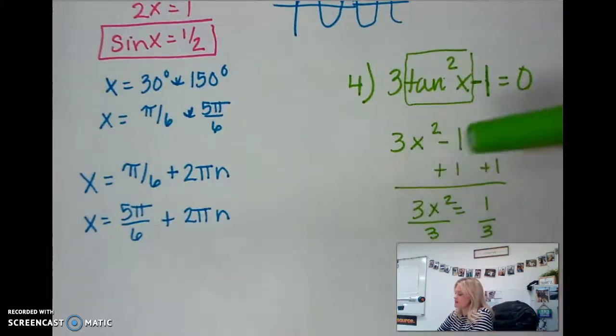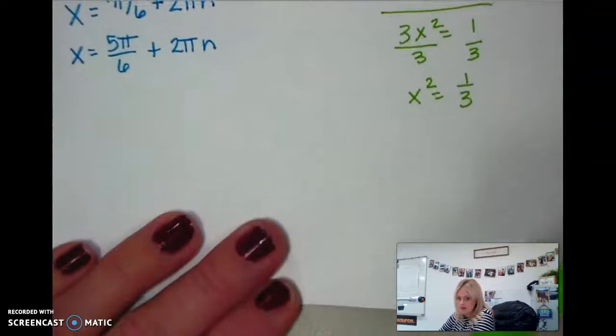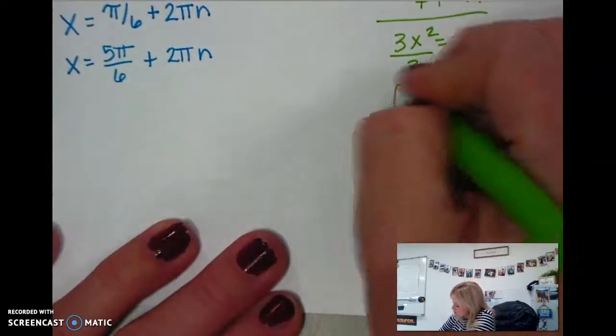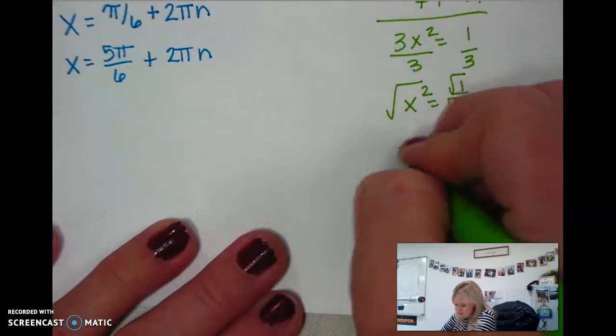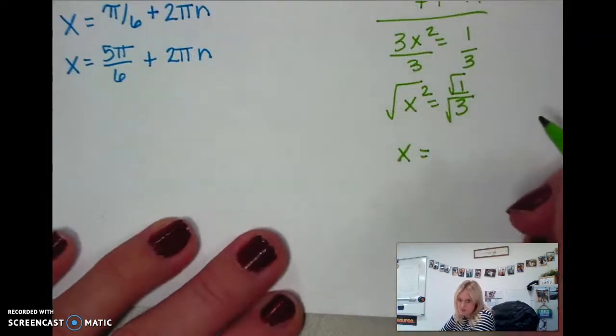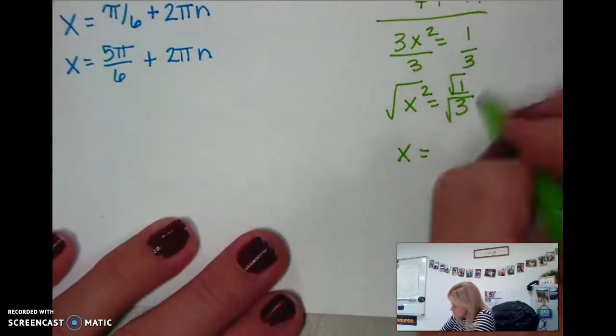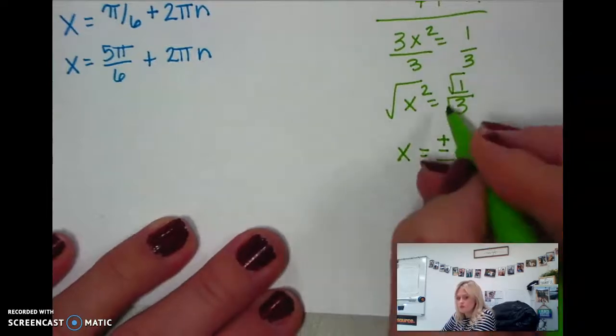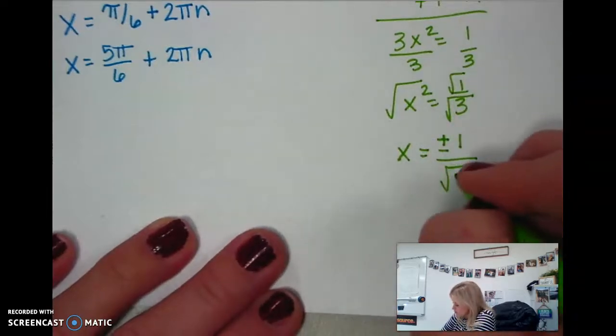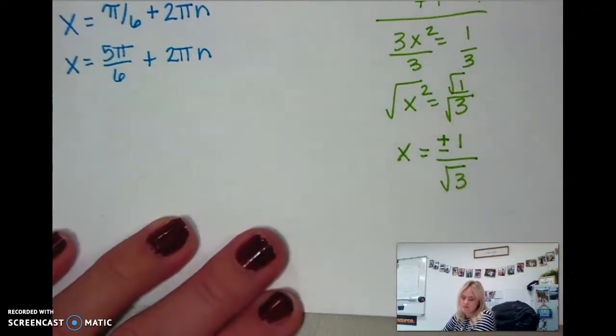Well, we don't want x squared, we want x, so I have to take the square root of everything. So x equals, and now here's the trick. What's the square root of 1? Both 1 and negative 1. What's the square root of 3? Square root of 3. Now, when does this happen?